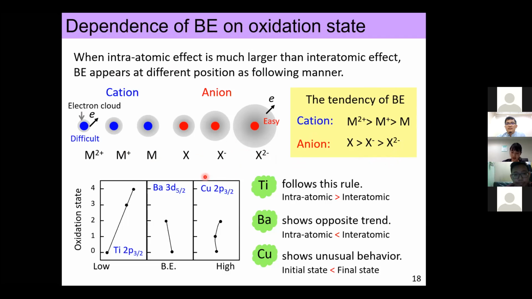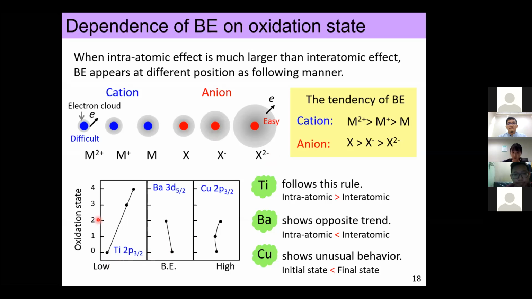When the electron cloud of cation shrinks due to ionization, it is difficult for the electron to escape from the ion. This will increase binding energy. In the case of anion, divalent species has larger ionic radius compared to the metal. Therefore, electron is easy to emit.